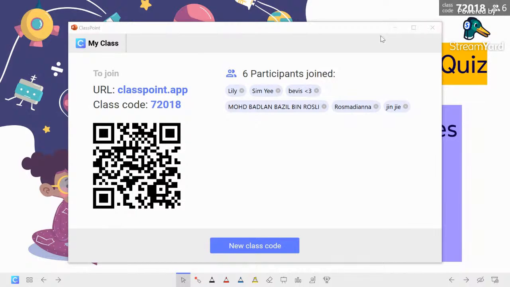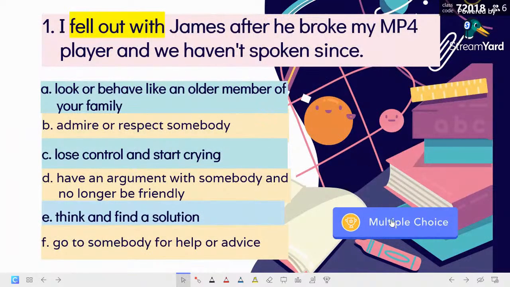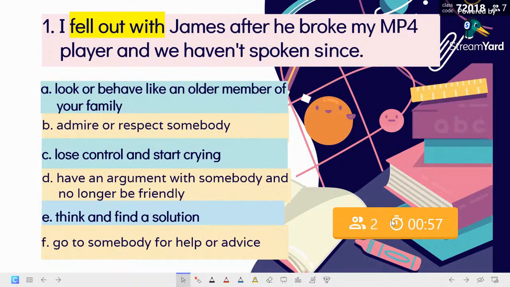Okay, Jinjet is here. So I start. Everything will be 1 minute. So the first one. I read: I fell out with James after he broke my MP4 player and we haven't spoken since. So which one will be your answer? Is it A, look or behave like an older member of your family; admire or respect somebody; lose control and start crying; have an argument with somebody and no longer be friendly; think and find a solution; go to somebody for help or advice? Okay, 1 minute. There are 7 of you right now. Okay, 3 answered.